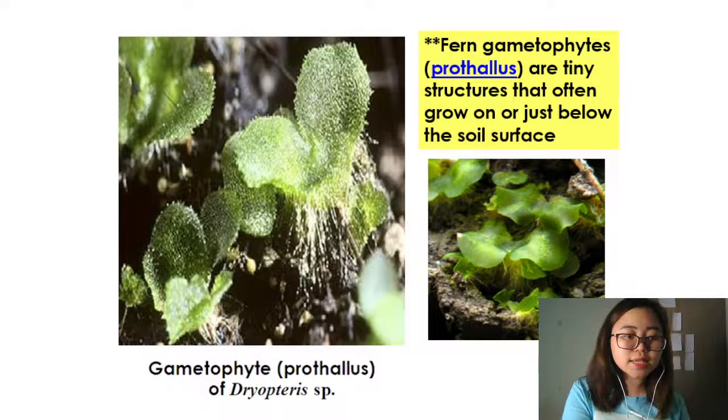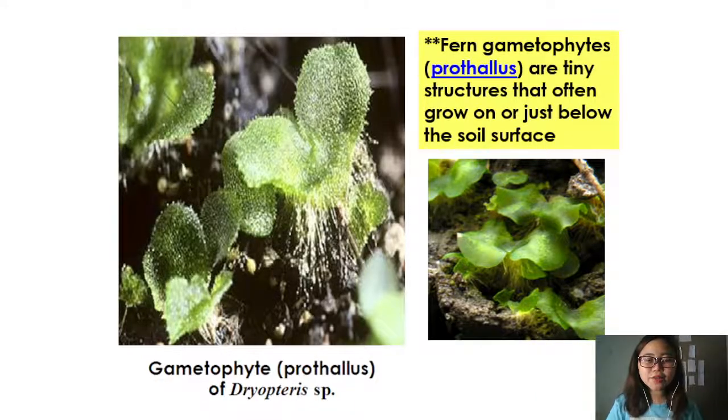Okay, so here are a few diagrams, a few images to show the gametophytes of pteridophytes. In this image here, we have fern gametophytes, which are also sometimes called a prothallus. They are tiny structures that are often found just below the soil surface or growing right on the soil surface. So kamu nampak ni agak kecil, ini pun dengan kamera yang sudah zoom in. Okay, it's kind of heart-shaped. You can see the little rhizoids. This is the gametophyte of Dryopteris species, which is a type of fern.